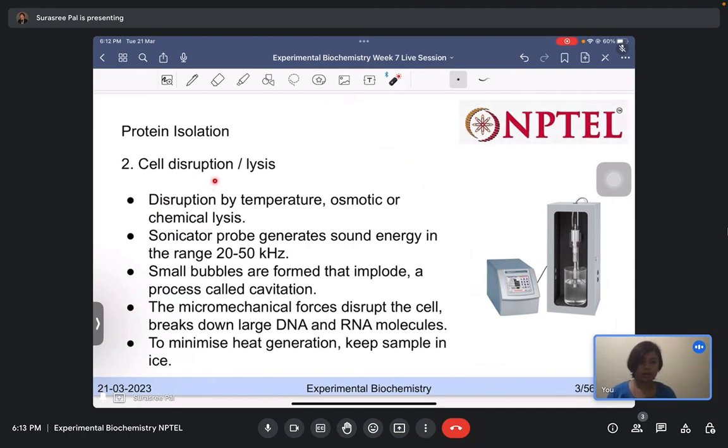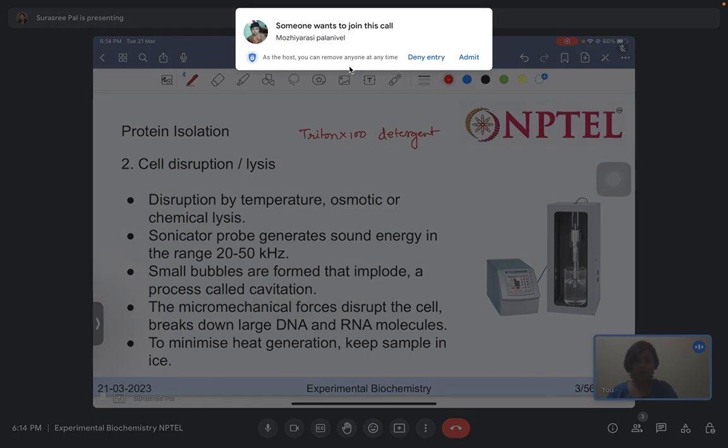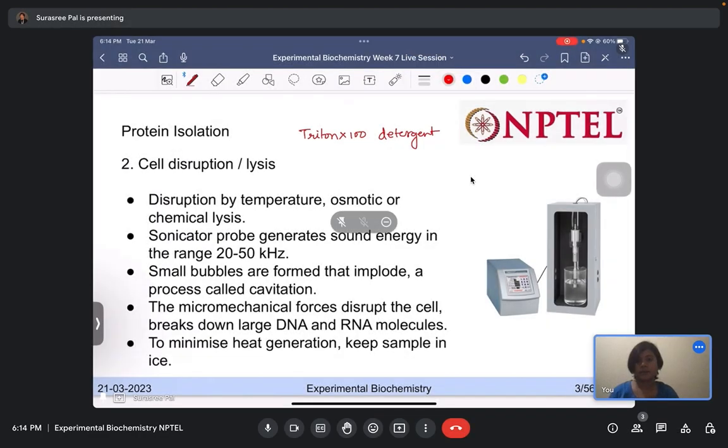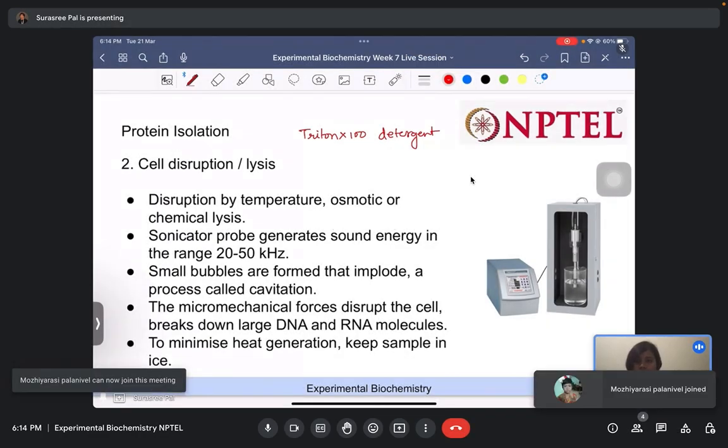This disruption or cell lysis can be done by several methods, like by increasing temperature, or by changing the osmotic conditions, or by using chemicals. Often a detergent called Triton X100 is used to lyse the bacterial cell. So it's a detergent that we can use to lyse the bacterial cells. Now there are other techniques, for example, the sonication method.